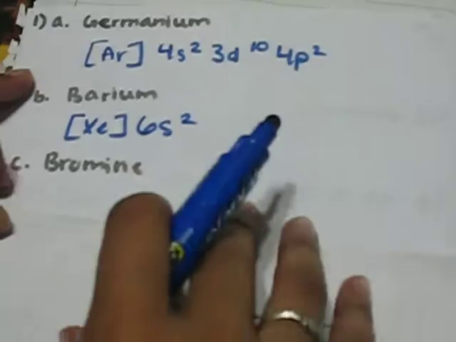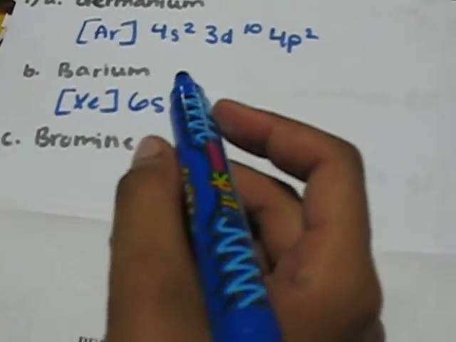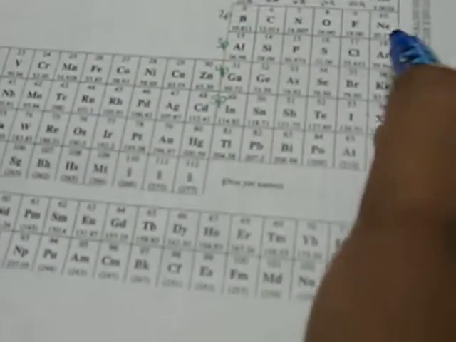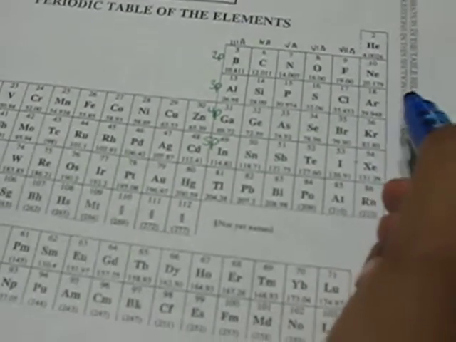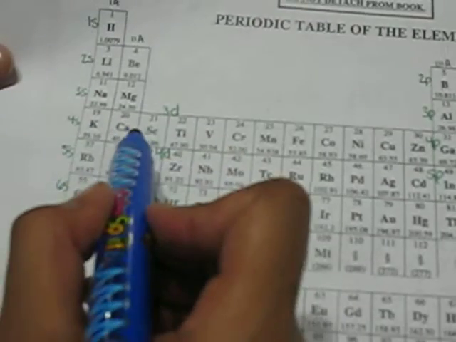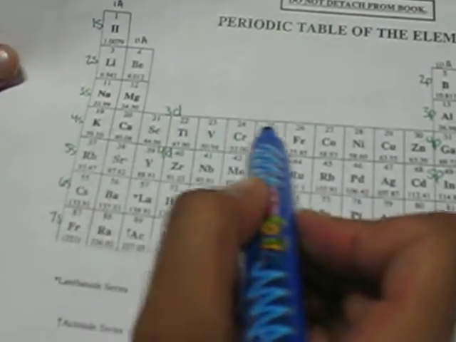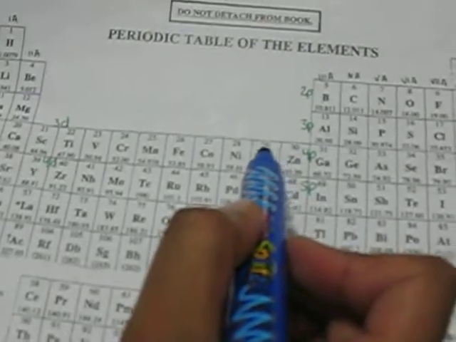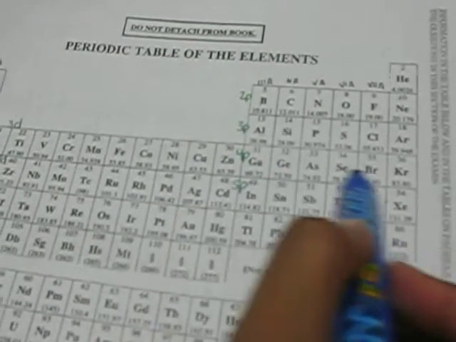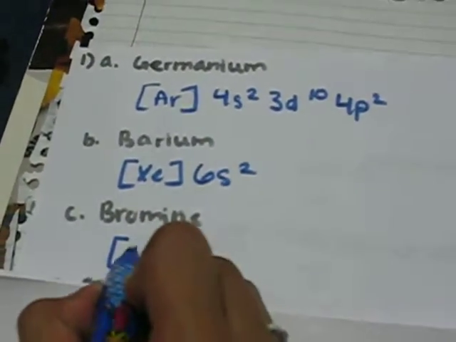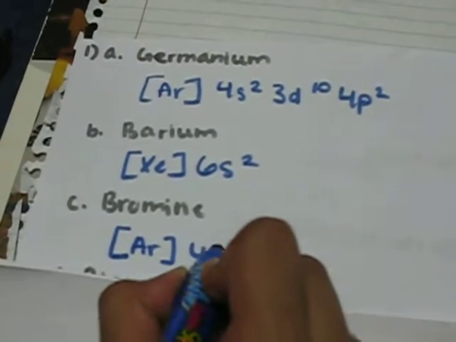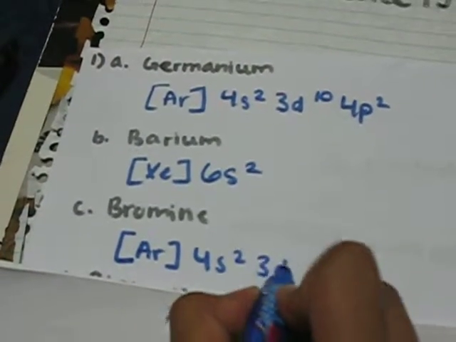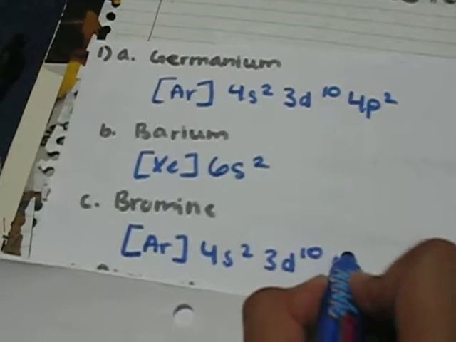The next one is bromine. And bromine comes right after argon. So you start at argon, and then you're going to be completing 4s2, an entire 3d sublevel, and 4p5, and that's what you write next. So you're starting with argon, then you complete 4s2, 3d10, and 4p5.